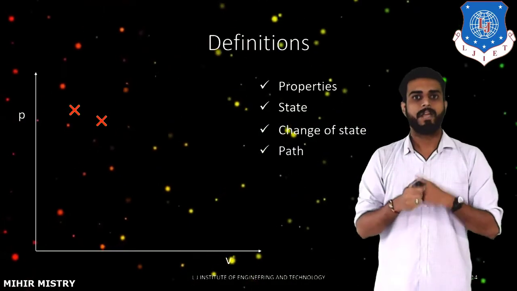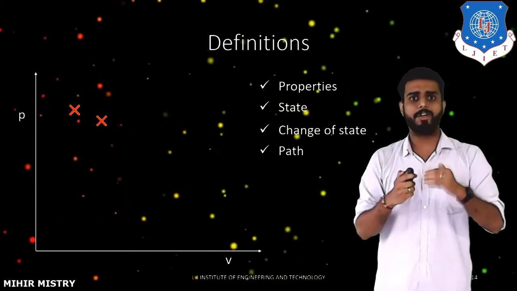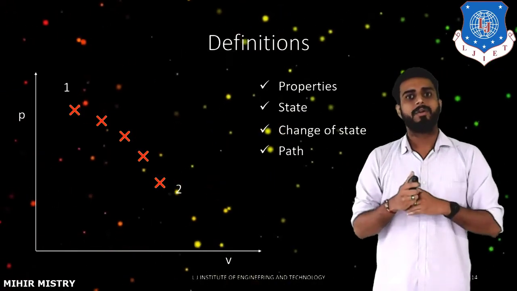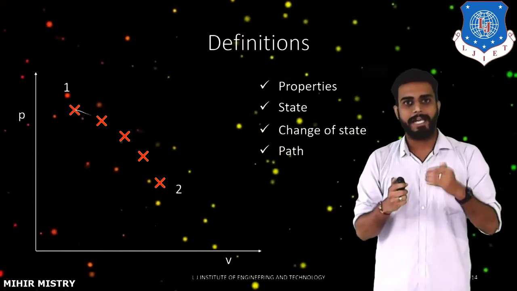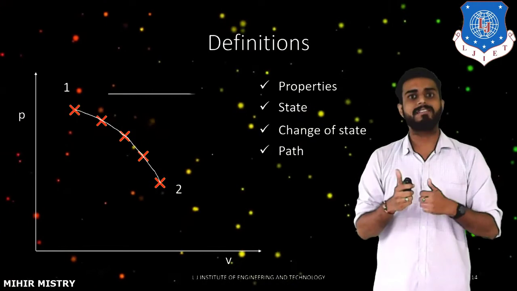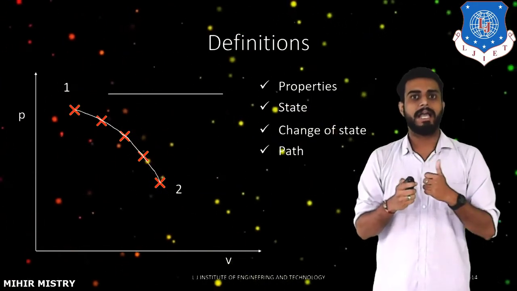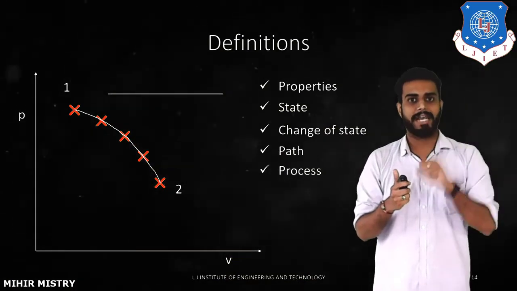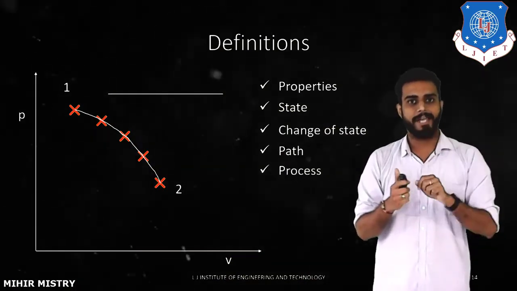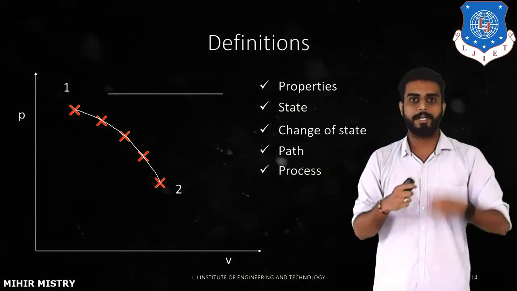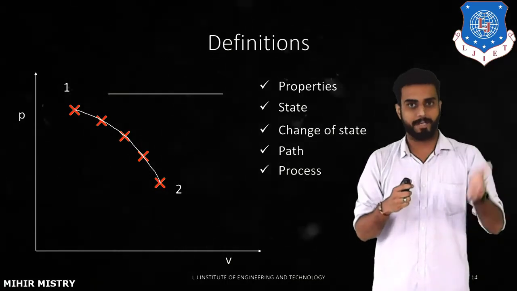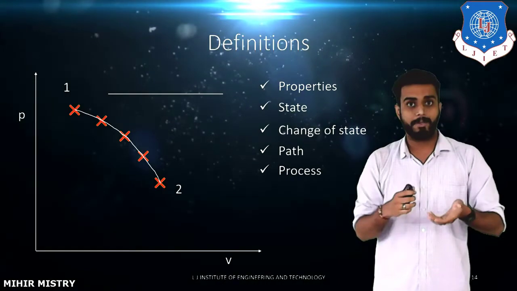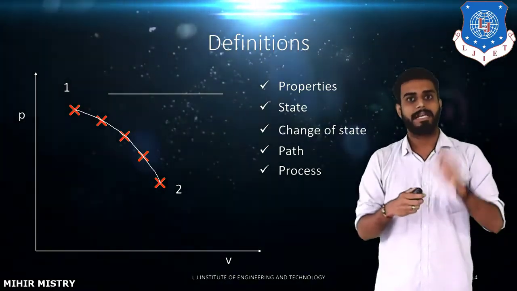Now further, path. Succession of change of state will be known as path. Now if the path is completely defined, that will be known as process. For your understanding, I have shown here a constant pressure process by a horizontal line. So the path is completely defined. That will be known as a particular process. For example, constant pressure process, constant volume process, reversible adiabatic process, isentropic process, like that.